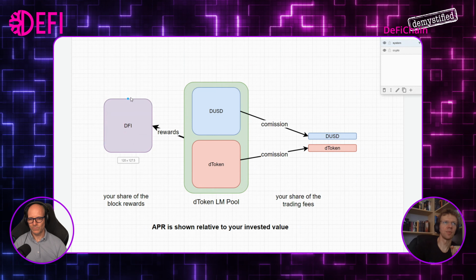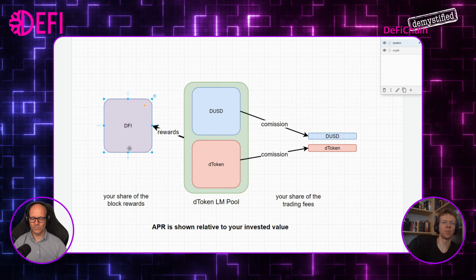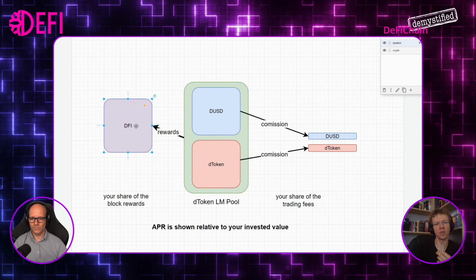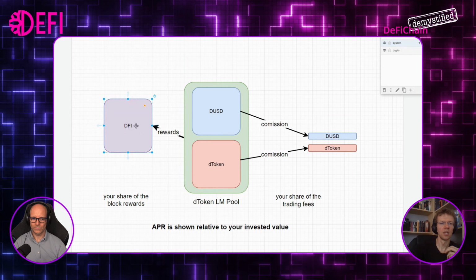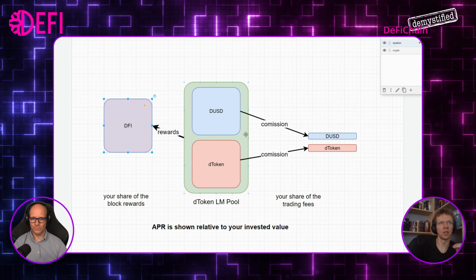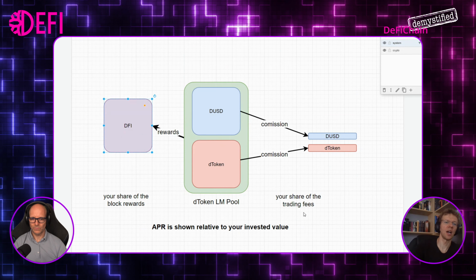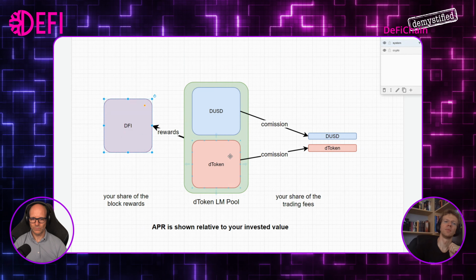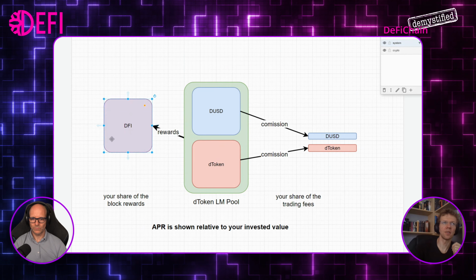If now DFI pumps to $4, I still get the 1 DFI per day in rewards, but suddenly this 1 DFI is worth $4. So over the year, I get $1,200 in rewards on a $1,000 liquidity share. So suddenly my APR is 120%, although nothing happened here. And that's why this APR moves based on the DFI price.